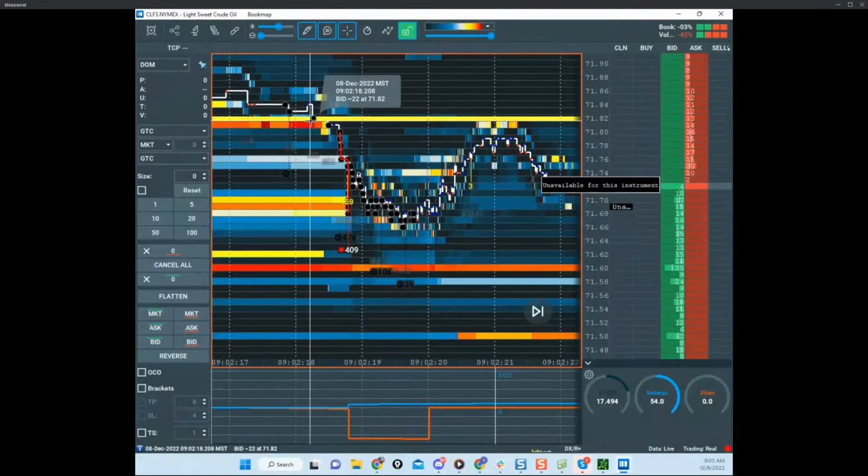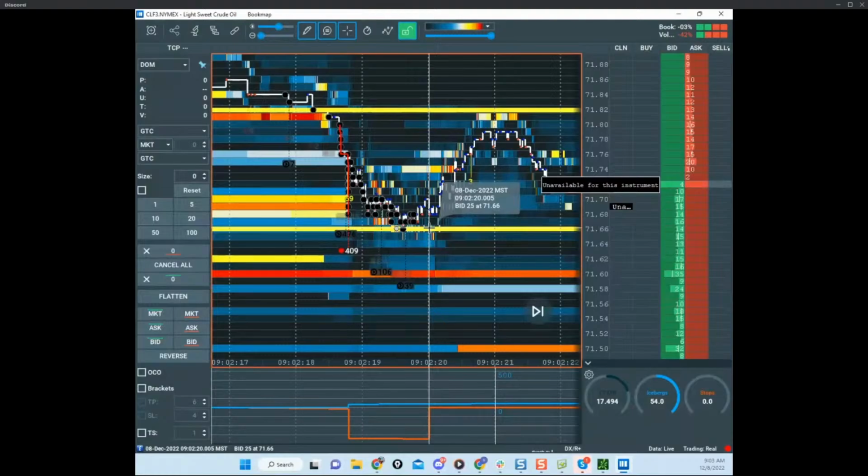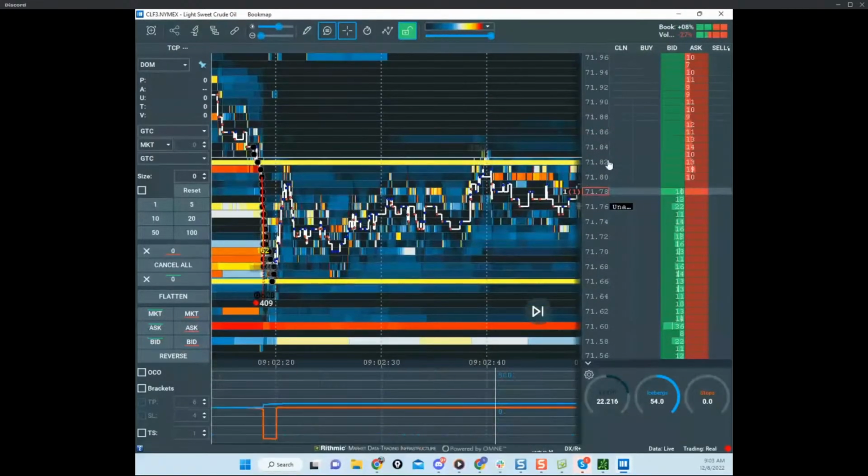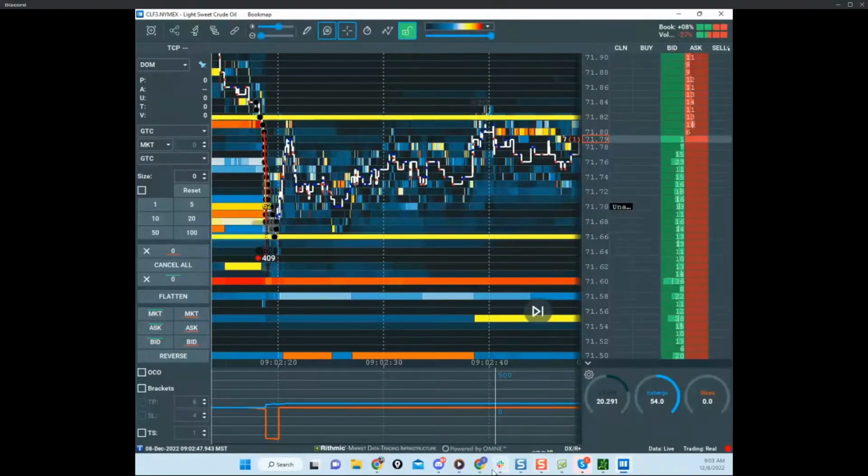I want to incorporate the sweep prices that triggered the stop run because the stop run could have been up here, but this sweep gets first to the orders. I hope that makes sense. It's probably confusing to some, but I just want to make these zones as accurate as possible. So that's your new zone, 71.82, 71.66.